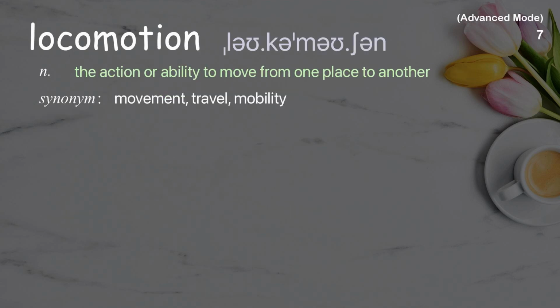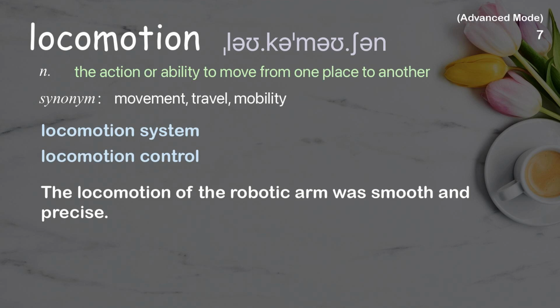Locomotion. The action or ability to move from one place to another. Examples: Locomotion system. Locomotion control. The locomotion of the robotic arm was smooth and precise.